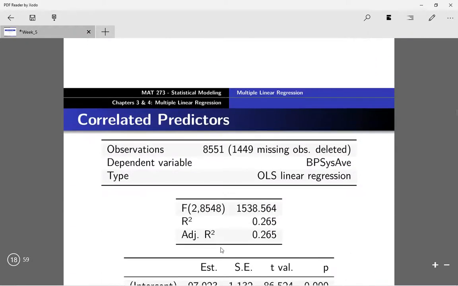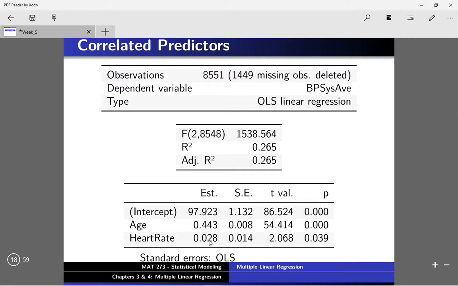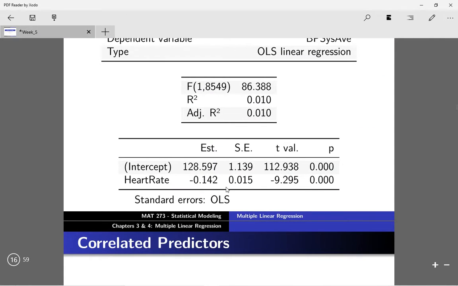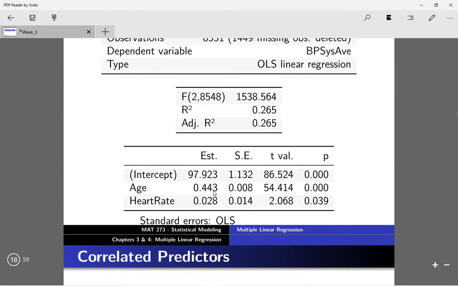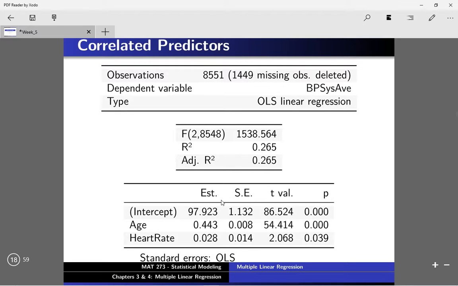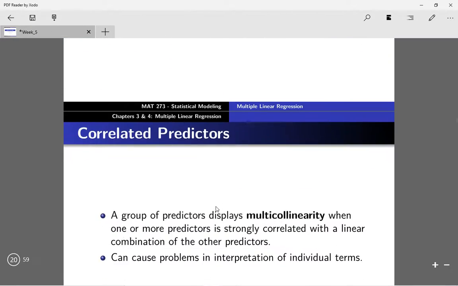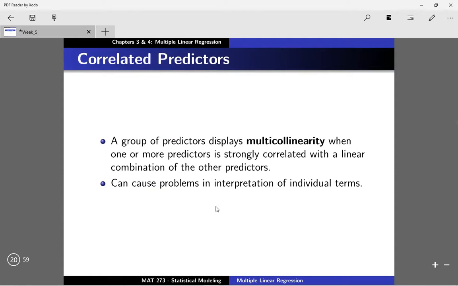So age just happens to not change that much, but the effective heart rate goes from minus 0.14 for its regression coefficient to 0.028. So it changes sign, which is problematic for interpretations. So again, when this correlation between explanatory variables is present in the data, we call this multicollinearity. And it causes, mostly the main problems are in the interpretation of individual regression coefficients. So interpreting the relationship between different variables now gets a bit murky and is no longer valid.